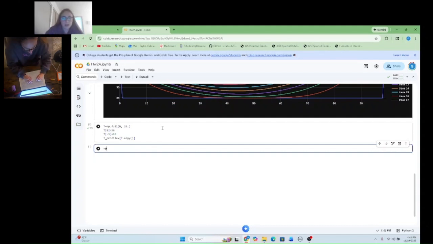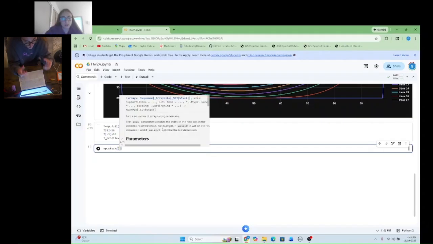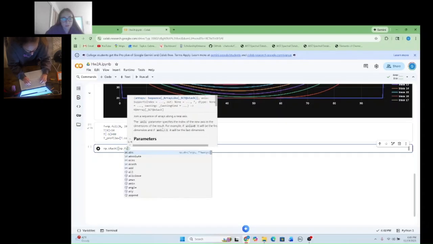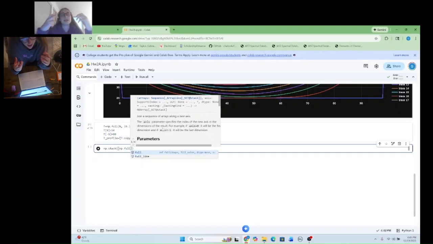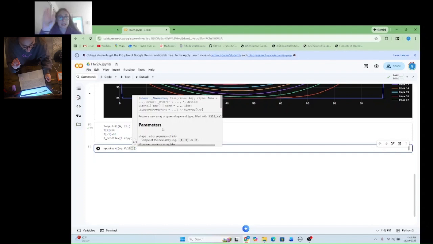So what we could do is np.stack, and then we do here like that. And then in between these, we're going to do np.full, because in each of them, you know how we have those different rows in there. And we want to be able to do a 3 by 98. But I'll show you why we want to do a 3 by 98 instead of 100 later.